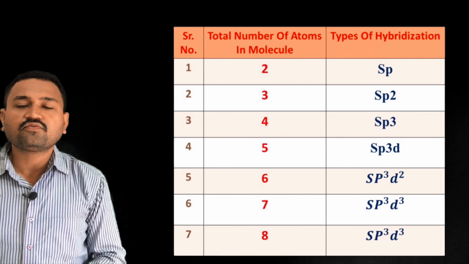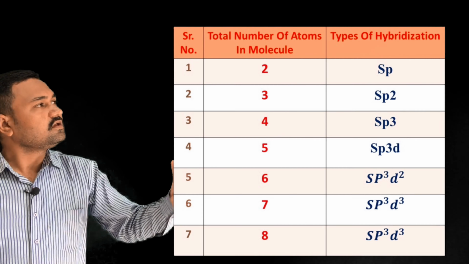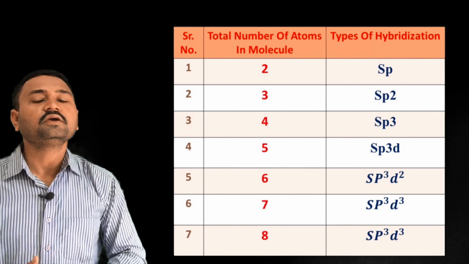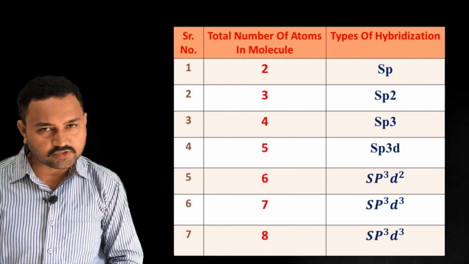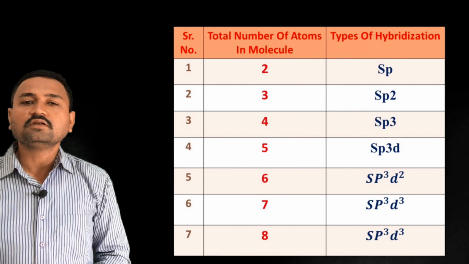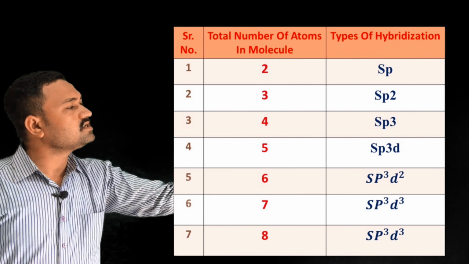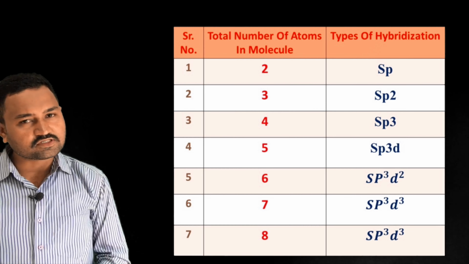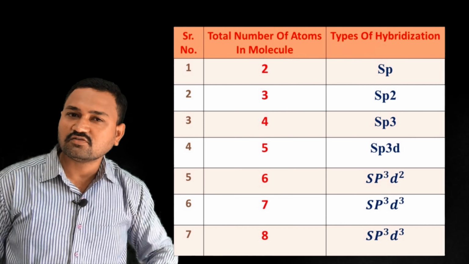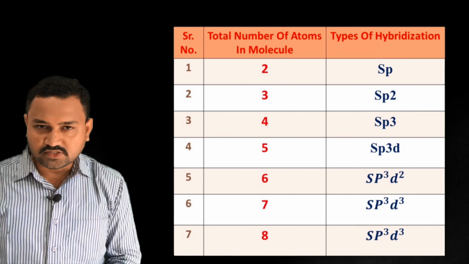Now in this chart, if adding the total number of atoms and the total number of lone pairs of electrons, that number comes to be 2, the hybridization will be sp. If the number is equal to 3, then the hybridization will be sp2. If the number is equal to 4, then hybridization will be sp3. If the number is equal to 5, the hybridization will be sp3d. If the number is equal to 6, the hybridization will be sp3d2. And if the number is equal to 7, the hybridization will be sp3d3. Again I request you to take a screenshot of this table.